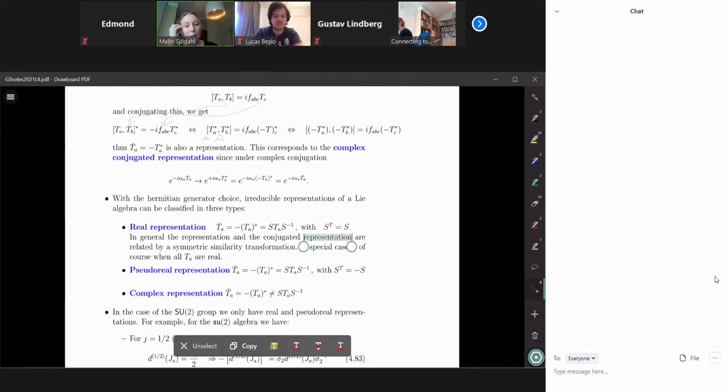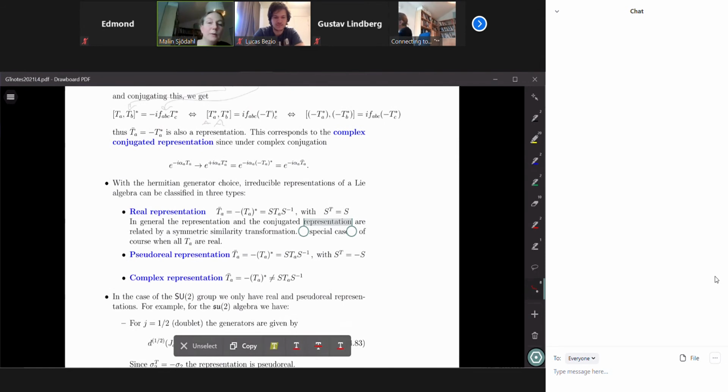Now, one option is that this complex conjugated representation is related to the original representation with a similarity transformation. So the conjugated T's are then of the form S T S inverse. And if we want to call it a real representation, we require that S transpose is S here. So if we have this relation at all without any constraints on S, then we have a similarity transformation between the representations and they are one-to-one.